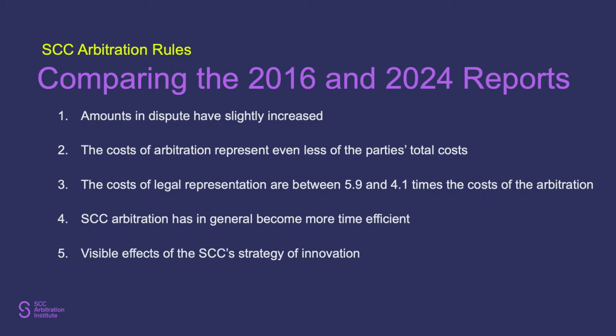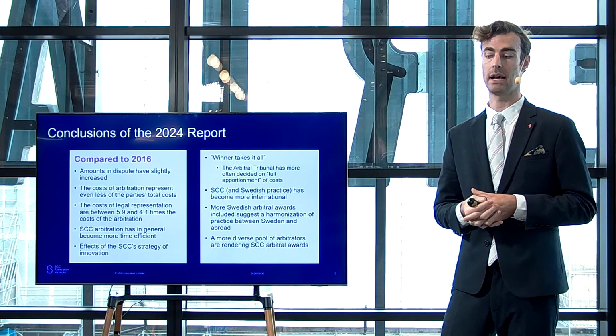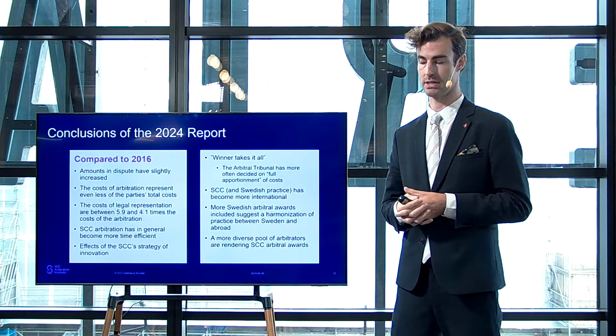Well, as is probably not too surprising, given the amount of time that has passed between the reports, inflation and so on and so forth, the amounts in dispute appear to have slightly increased over time. The costs of arbitration, however, now represent even less of the parties' total costs when going to arbitration. And the costs of legal representation are currently, based on this analysis, between 5.9 and 4.1 times the costs of the arbitration. We've noticed that the SCC has in general become more time efficient.